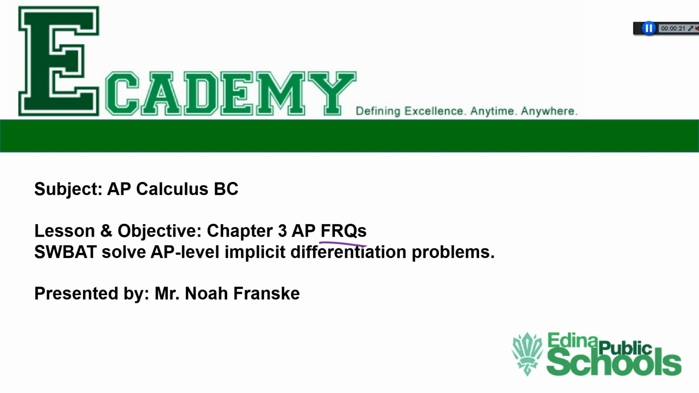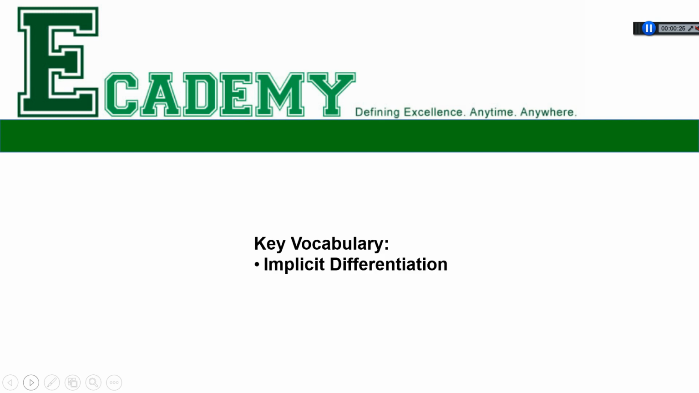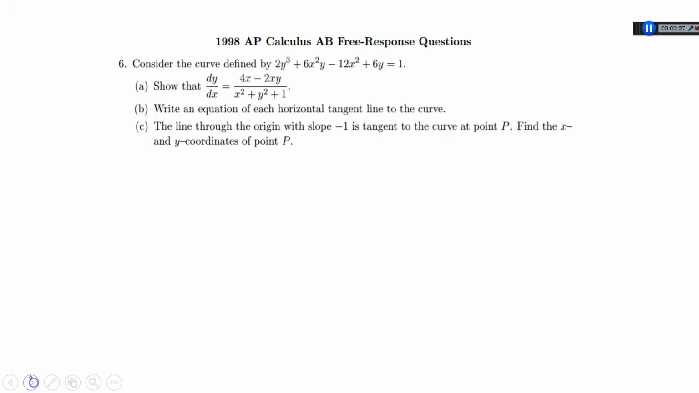Some of these are going to require a calculator. The first one I believe is calculator OK. We're only going to have to use it one time though, I think. Implicit differentiation is the name of the game here. Consider the curve defined by this equation. Show that the derivative is (4x minus 2xy) over (x squared plus y squared plus 1). So we have to use implicit for that.